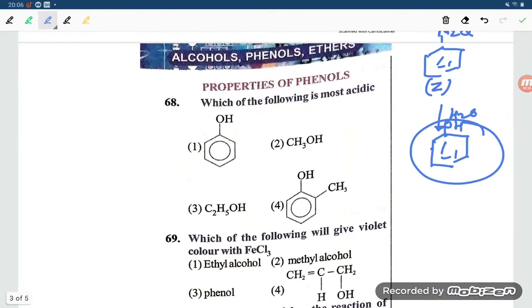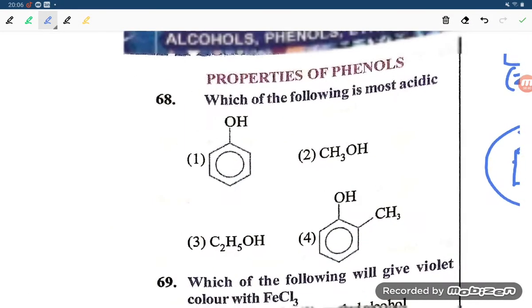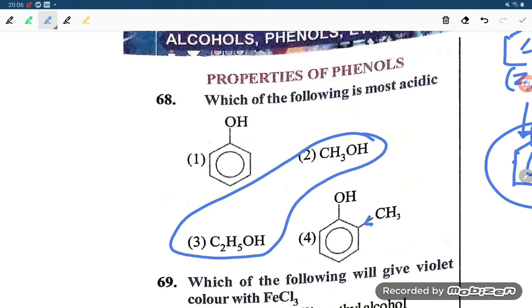Now let us look at the properties of phenol, students. Which of the following is most acidic? This is an electron donor group, so it will decrease the acidic nature. And here, these two are alkyl alcohols, and alcohols are less acidic than phenol. So our required answer is option number 1. For 68, the correct option is 1.